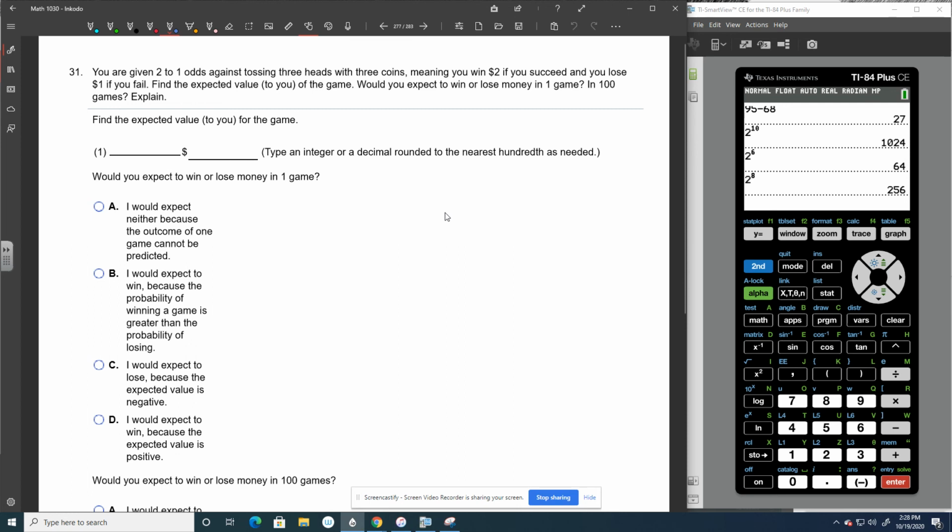What are the chances that I get 3 heads when I flip a coin 3 times? Well, remember, the chance of getting 1 heads is 50%. So to do that 3 times, that becomes 1 out of 8 chances of getting 3 heads in a row. So I have 1 out of 8 chances of winning, which means I have 7 out of 8 chances of a loss. If I win, I gain $2. If I lose, I lose $1, right?